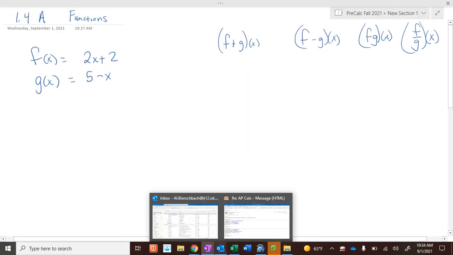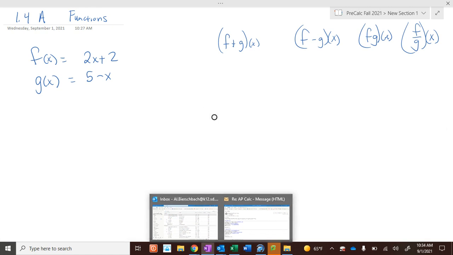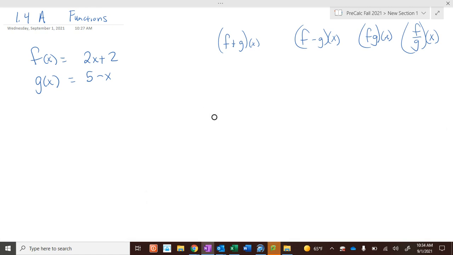Okay, so now we're going to look at functions in this next section. We're going to add functions, subtract functions, multiply functions, divide functions, and figure out the domains when we add, subtract, multiply, and divide. But before we figure out the domains for adding, subtracting, multiplying, and dividing, let's just look at the domain of this one. What's the domain of that function right there, just as it is written?